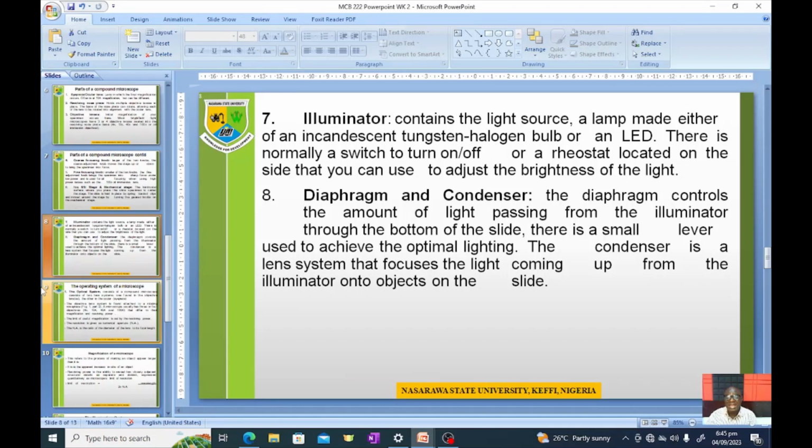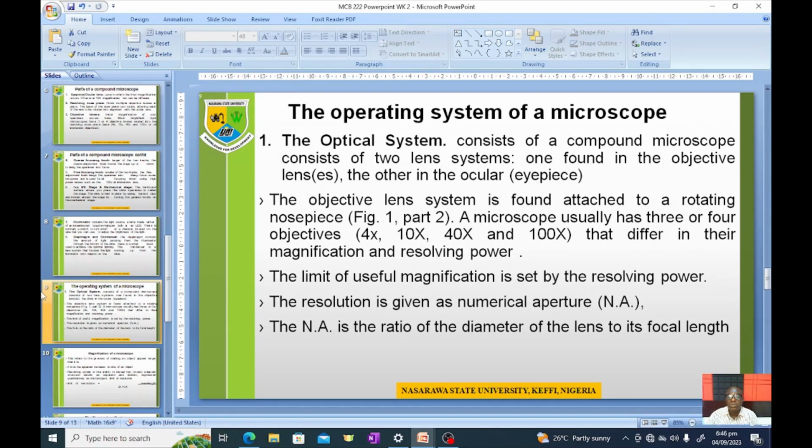The condenser is a lens system that focuses the light coming up from the illuminator onto the objectives, and so you can take it up and down depending on which type of sample is on your stage. If it is stained, you have to take it up and open it fully. If it is just a wet prep, you take it down and you close the iris diaphragm sufficiently enough to permit only the desired light passing through it.